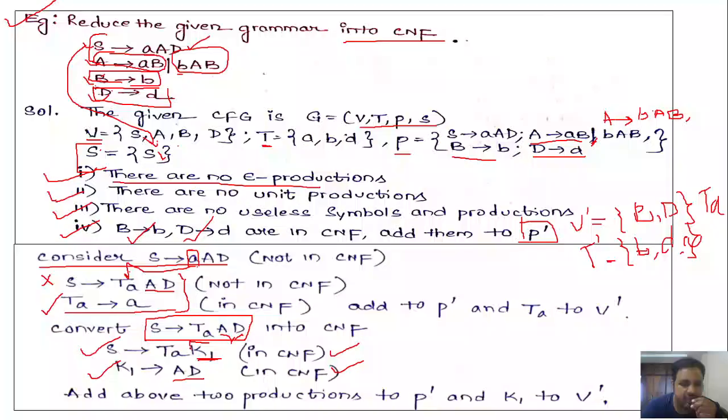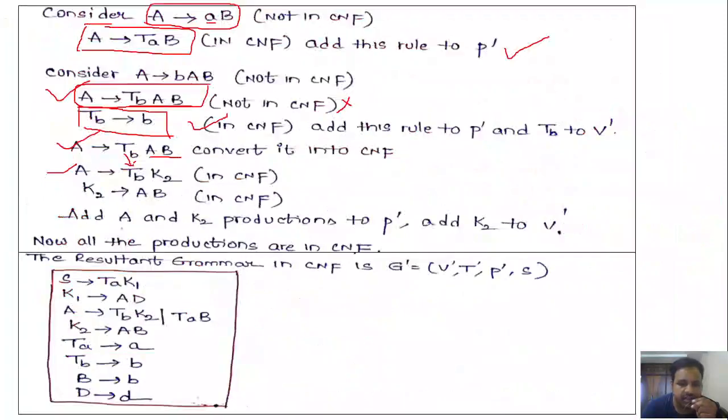So in the previous production I have used the K1. So here I have to use K2, right? So K2 denotes capital A, capital B. Okay, so both are in CNF. So add these productions to P dash, variables A and K2 to V dash. Okay, and if any terminal symbols are there, add them to T dash.